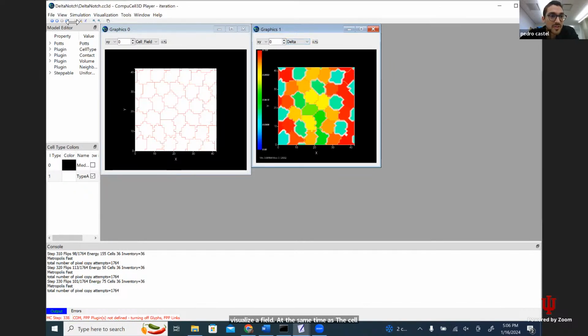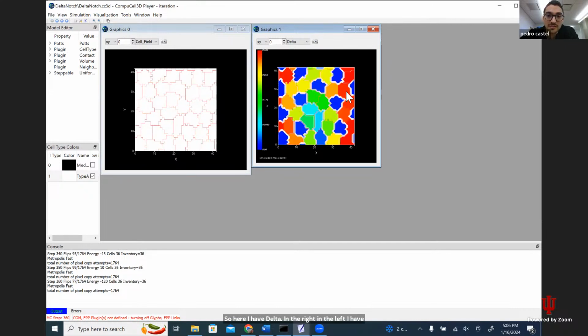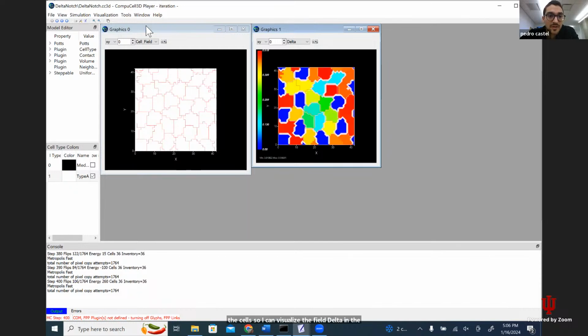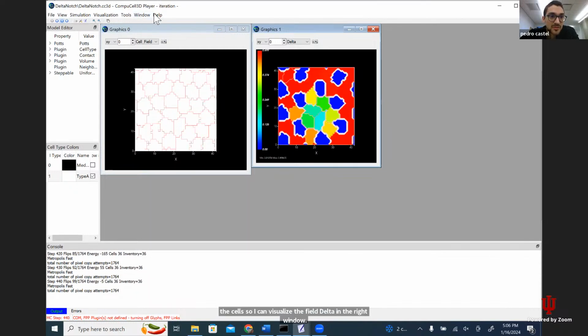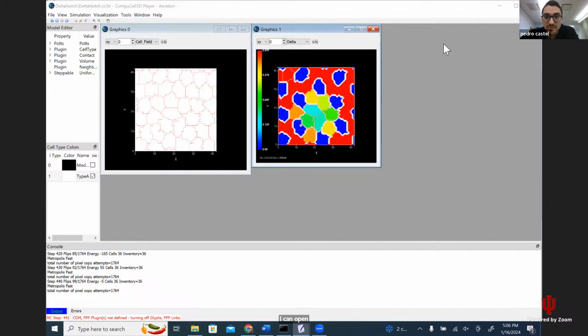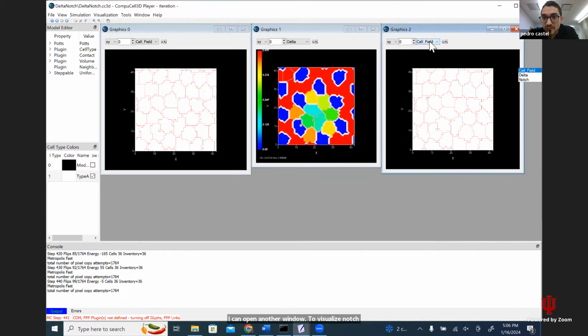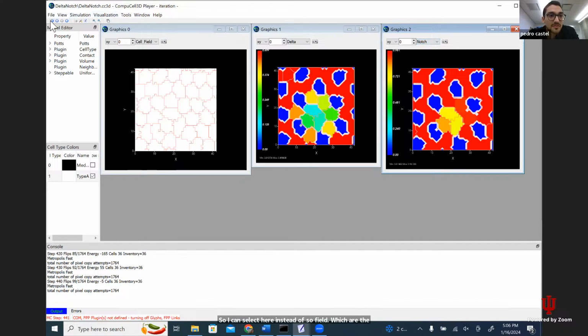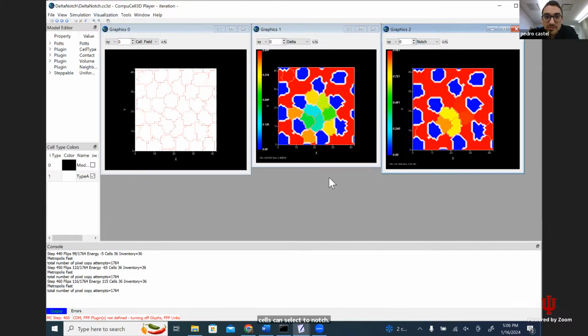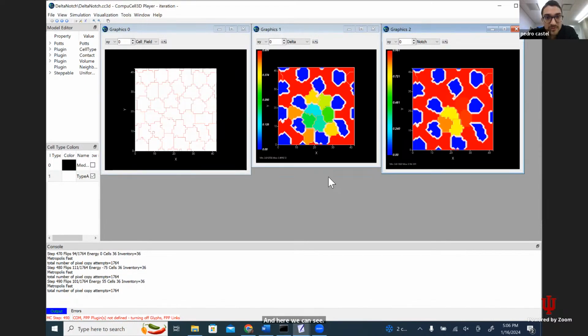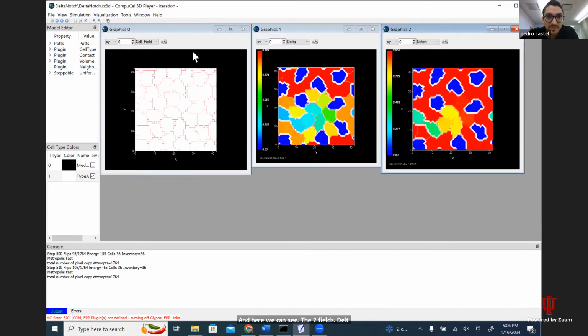So here I have delta in the right, in the left I have the cells. So I can visualize the field delta in the right window. I can open another window to visualize notch. So I can select here instead of cell field, which are the cells, I can select a notch. And here we can see the two fields, delta notch and the cell field.